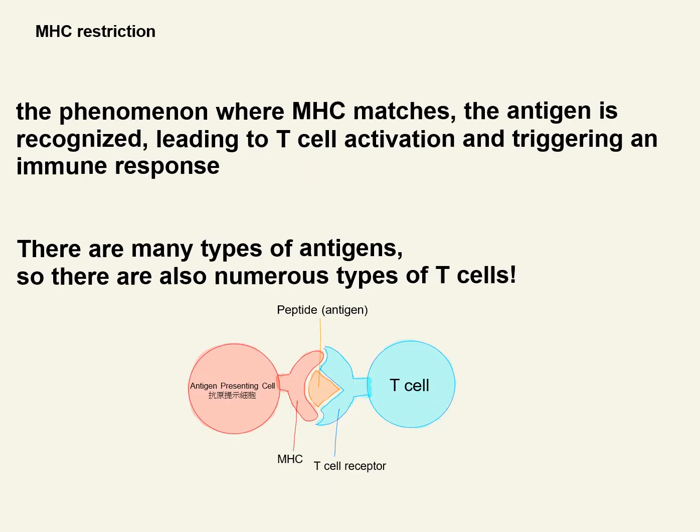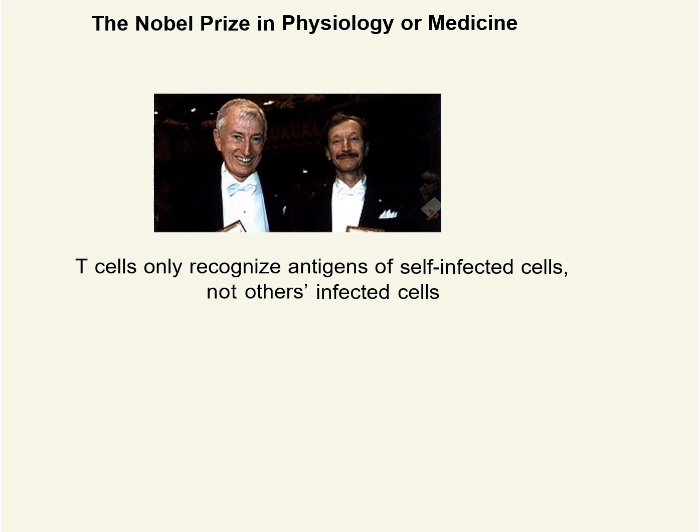In summary, MHC restriction is a phenomenon in which, when MHC matches and an antigen is recognized, T cells are activated and an immune response occurs. Since there are many types of antigens, there are also many types of T cells. In most cases, a person's own T cells cannot accept antigen presentation from other antigen-presenting cells because T cells are selected in the thymus by their own HLA. This study was awarded a Nobel Prize.